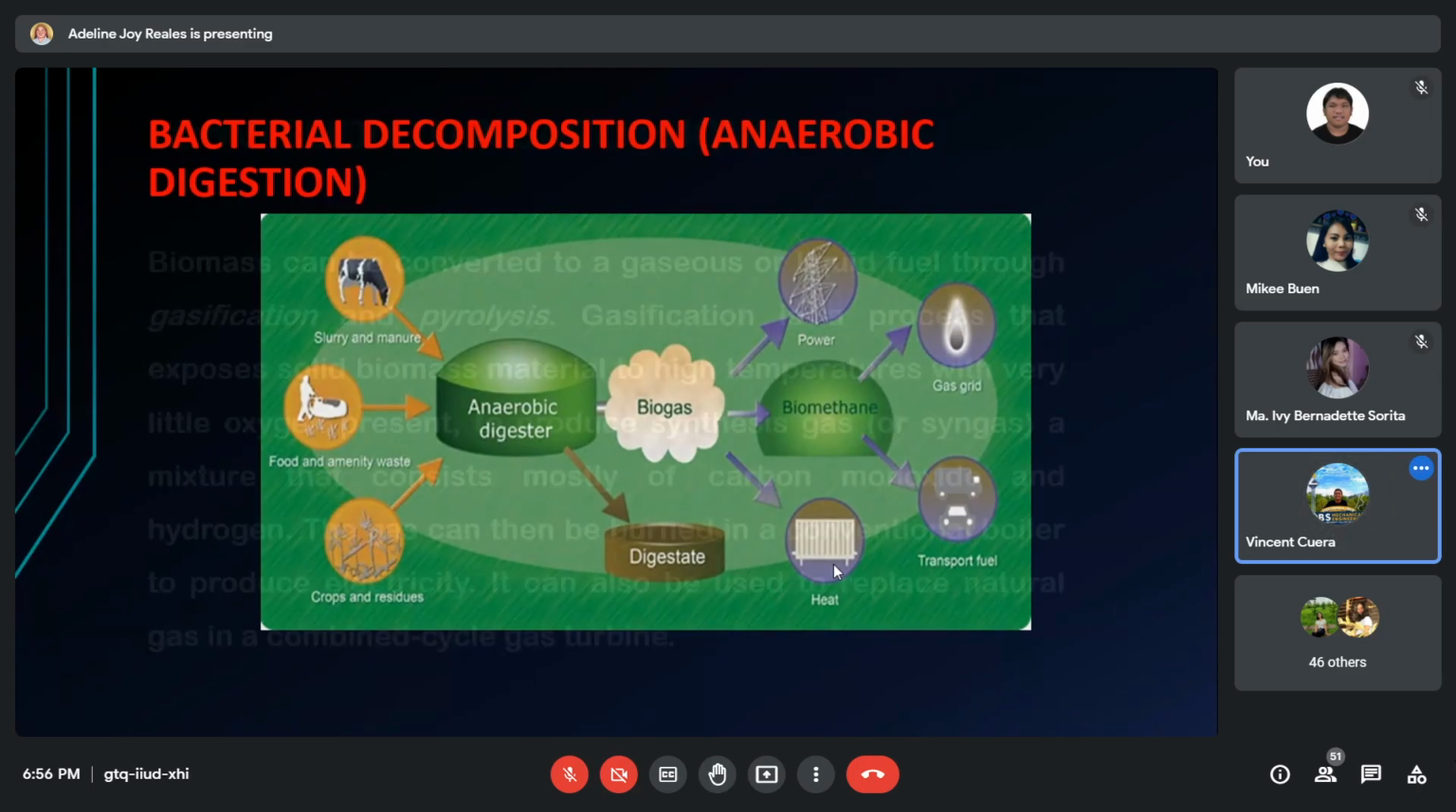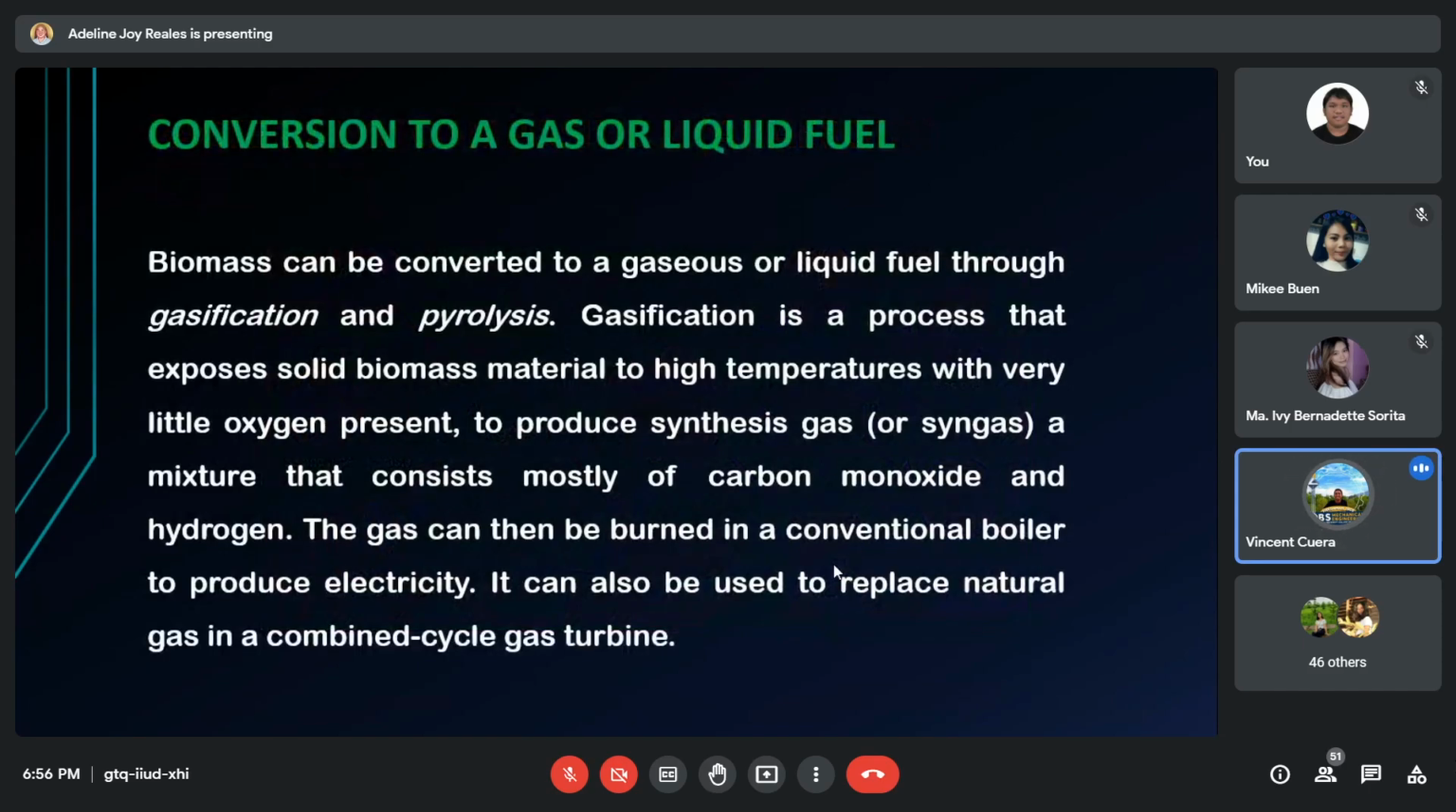So the third one po is the conversion to a gas or liquid fuel. Biomass can be converted to a gaseous or liquid fuel through gasification and pyrolysis. Gasification is a process that exposes solid biomass material to high temperatures with very little oxygen present to produce synthesis gas or syngas, a mixture that consists mostly of carbon monoxide and hydrogen. The gas can then be burned in a conventional boiler to produce electricity. It can also be used to replace natural gas in a combined cycle gas turbine.